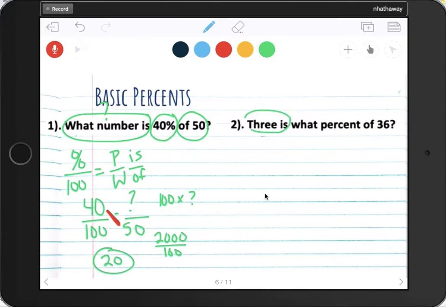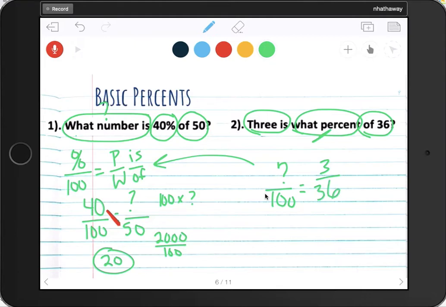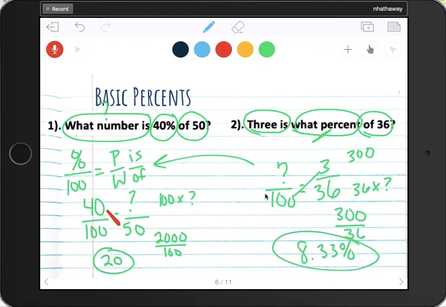All right, let's look at the second one. 3 is what percent of 36? Well, if I look at this proportion that I wrote here, what percent? Okay, so I don't know the percent over 100. 3 is goes on top of 36. 36 goes on the bottom. Cross multiply and I get 300. I get 36 times something. So 300 divided by 36 gives us 8.3 repeating. But I'm going to just round to 2 decimal places and say 8.33%.